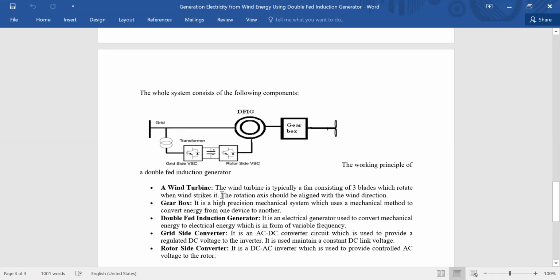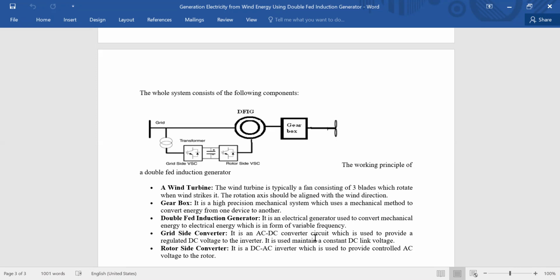Then we have the grid side converter and the rotor side converter. As we already said, AC to DC conversion is there, and then DC to AC conversion is there. So we have a dual converter over there, that is the grid side converter and the rotor side converter. The grid side converter is an AC to DC converter circuit which is used to provide a regulated DC voltage to the inverter.